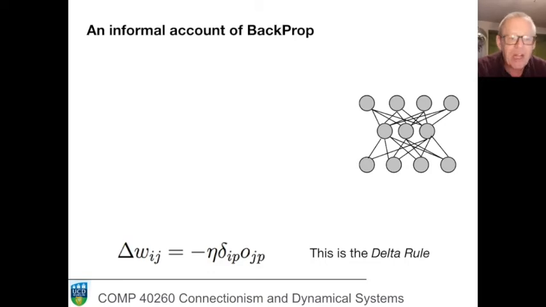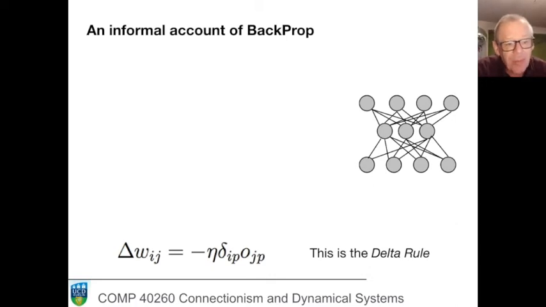We've got some term delta there, which we'll come back to, and that's going to be differently instantiated depending on whether unit I is an output unit, for which we have a direct registration of error, or a hidden unit. They're the ones that cause the problems.